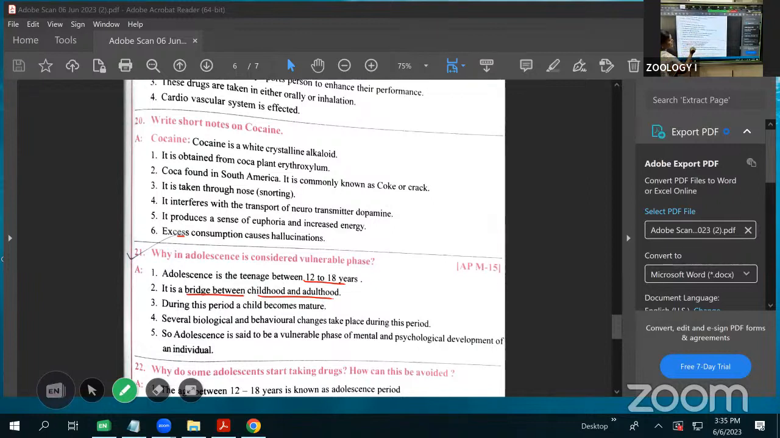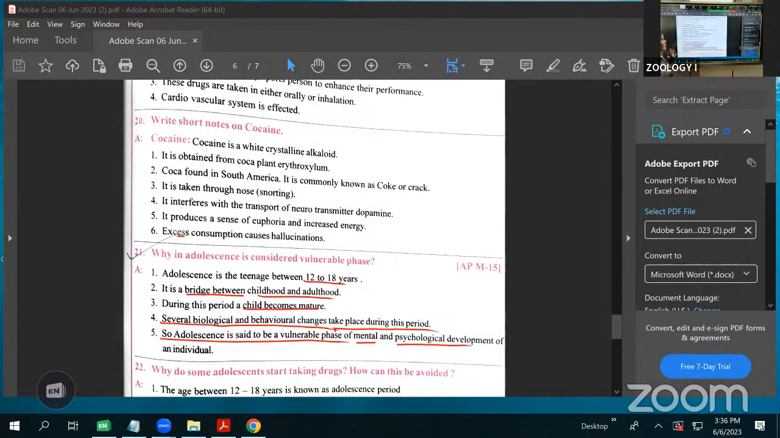During this period, children become mature, and several biological and behavioral changes occur in this period. That's why we call it a vulnerable phase. So adolescence is said to be a vulnerable phase for the mental and psychological development of the individual.